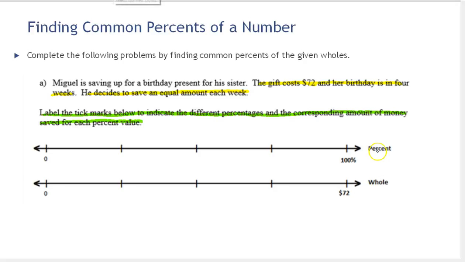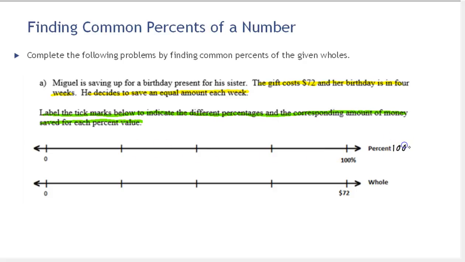So notice here we have two number lines, 100% of the cost of the gift, which corresponds to $72. And we're calling $72 the whole because it's the whole amount that Miguel is going to save. So the number lines are partitioned into 4 equal pieces because he's going to save an equal amount over 4 weeks. So let's find what each of these tick marks should be labeled for the percents.